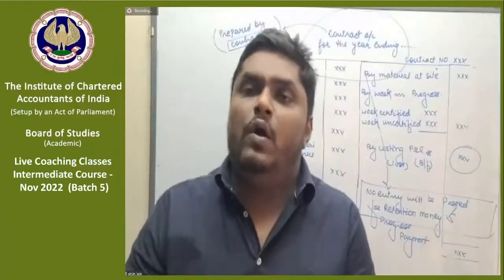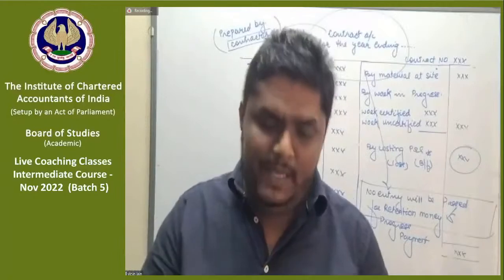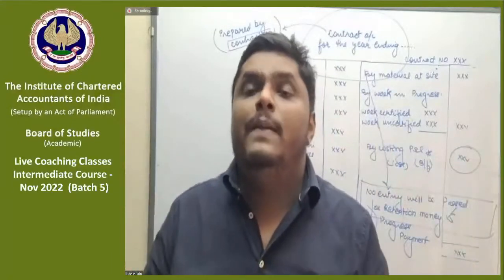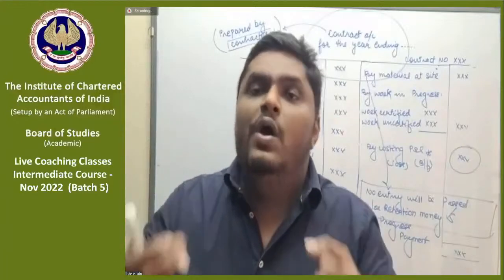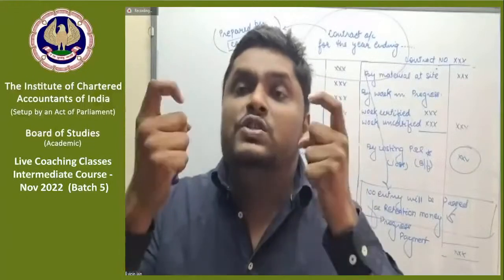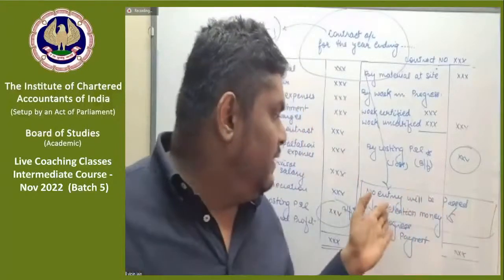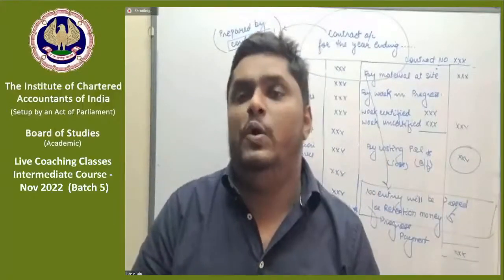To keep the record of the retention money and progress payment, the contractor does prepare the contractee account, that is, what is the account of the contractee, how much money has come and how much money has been retained. So the contractor does prepare the contractee account to keep the records of the retention money and the progress payment.